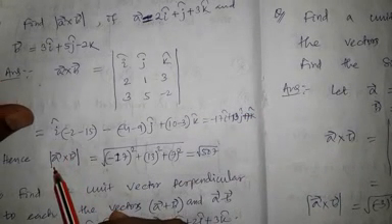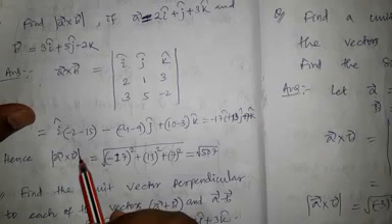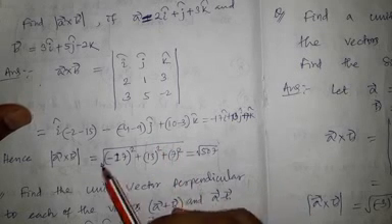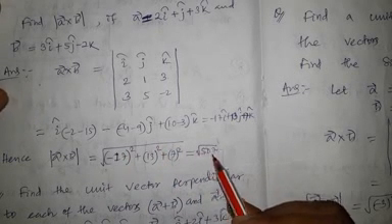Now its magnitude is equal to the magnitude of A cross B, that is the root of minus 17 whole square plus 13 whole square plus 7 whole square, that is root 507.